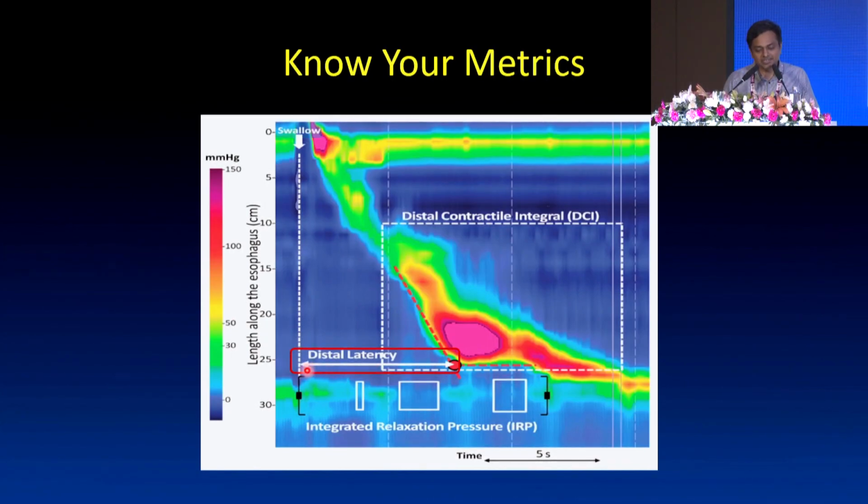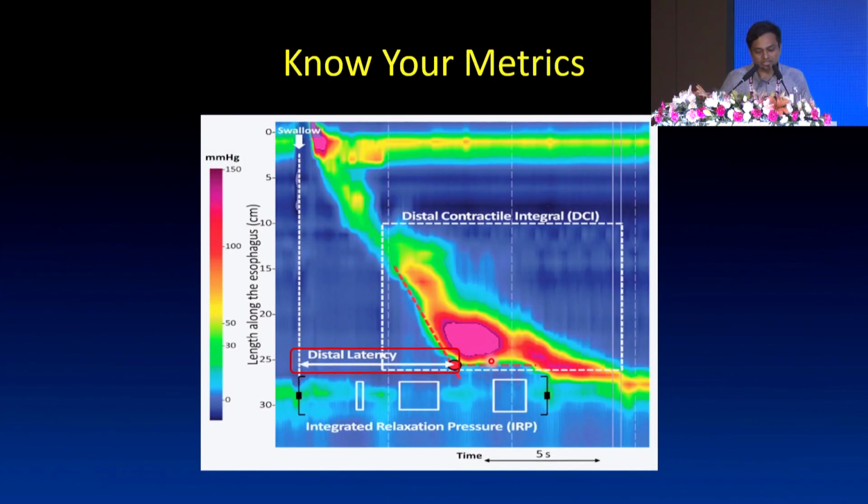So distal latency is the distance between the initiation of swallow, this is the vertical line where the swallow is initiated, to the point called the contractile deceleration point. So contractile deceleration point means there is a point in the esophageal peristalsis where the peristalsis actually slows down. So if you see here, this is the peristaltic wave, which is more or less vertical like this, and here it becomes horizontal. So here the speed of the peristalsis has slowed down.